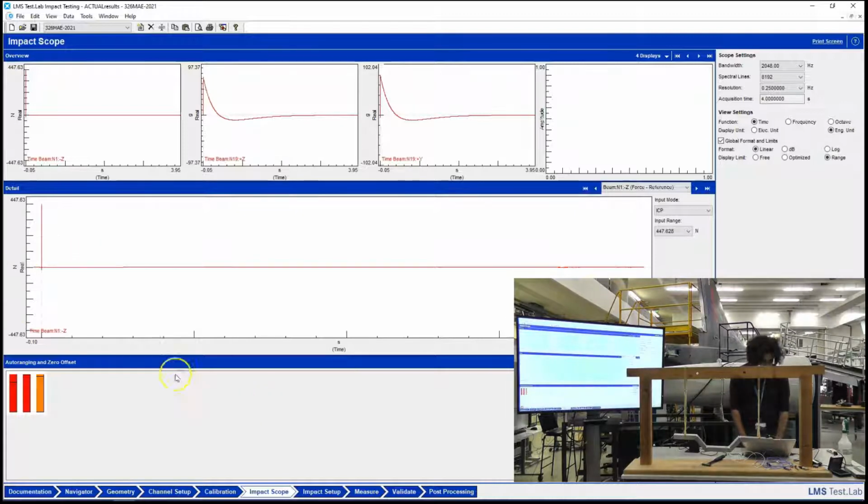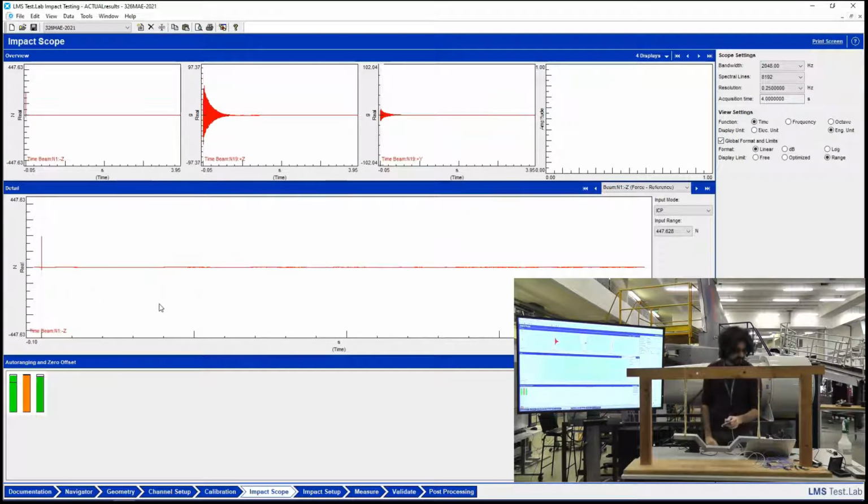Okay, so as I was saying, these red bars mean that we have overloaded the channels. So let's see how much we have to strike in order to be in the green range, which, as I told you, is 80%, 90% of the full range. Orange is still good, means that we are above 90% of range. So a medium to a soft impact is enough to capture everything.